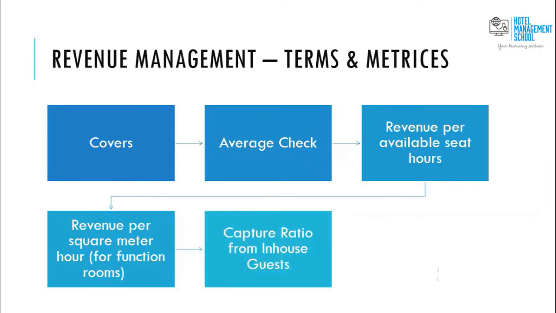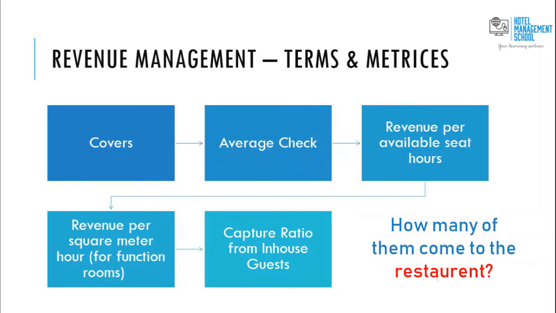Then you have the capture ratio. You have 800 rooms in this hotel, so there are around 1,600 people. If, let's say, it is 50% occupied, 400 rooms are occupied. Average is 2 guests per room, like double occupancy, right? So you may have somewhere around 800 guests in the hotel at any point of time. How many of them come to the restaurants?